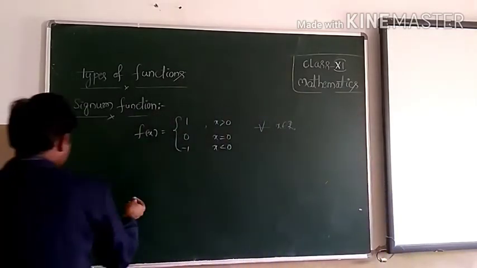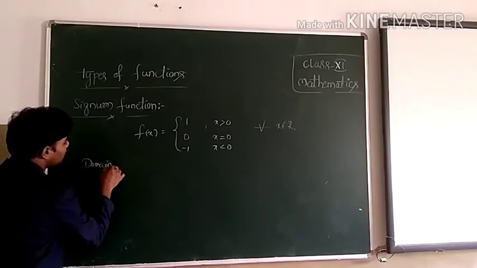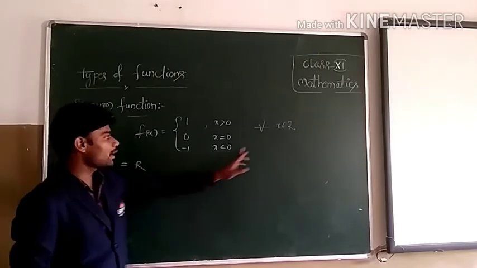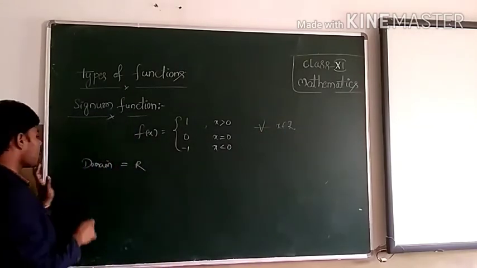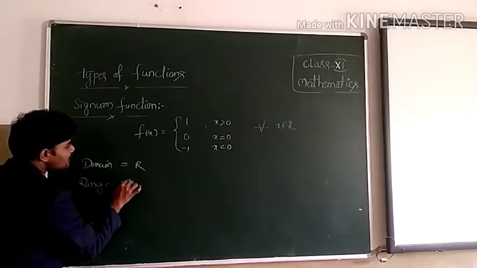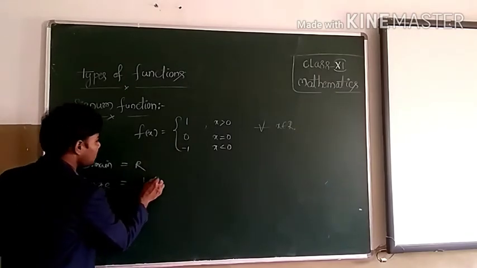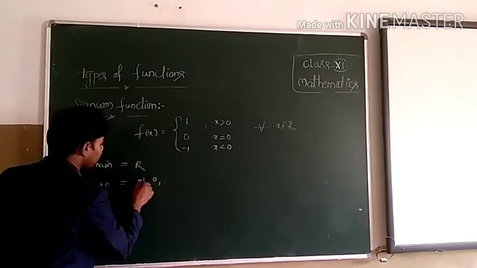So here we can say that based on this, domain is equal to what? R only, for all x belongs to R. So domain is R. What is the range here? The range is only these three values to be considered: 1, 0 and minus 1.